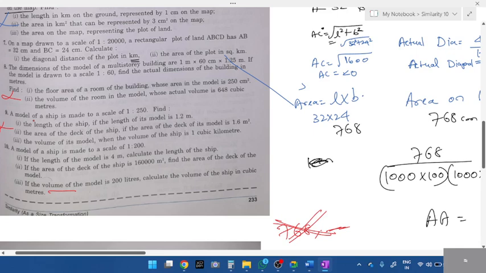Okay, none of these questions they have asked. So if they ask, they'll just ask a basic question like the 7th one which we solved, second question, third question. If they ask volume, they might ask the 10th one. A model of a ship is made to a scale.